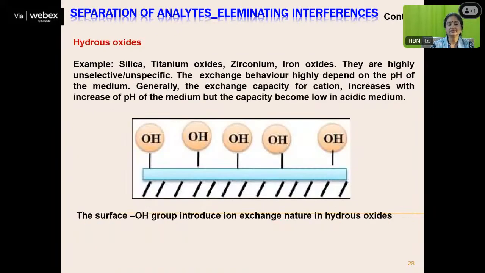Then hydrous oxides, examples are silica, titanium oxide, zirconium oxide, iron oxides, etc. They are highly unselective and unspecific. The exchange behavior highly depends on the pH of the medium. Generally, the exchange capacity for cations increases with increase of pH of the medium, but the capacity becomes low in acidic medium. So the surface hydroxyl groups introduce ion exchange nature in hydrous oxides.